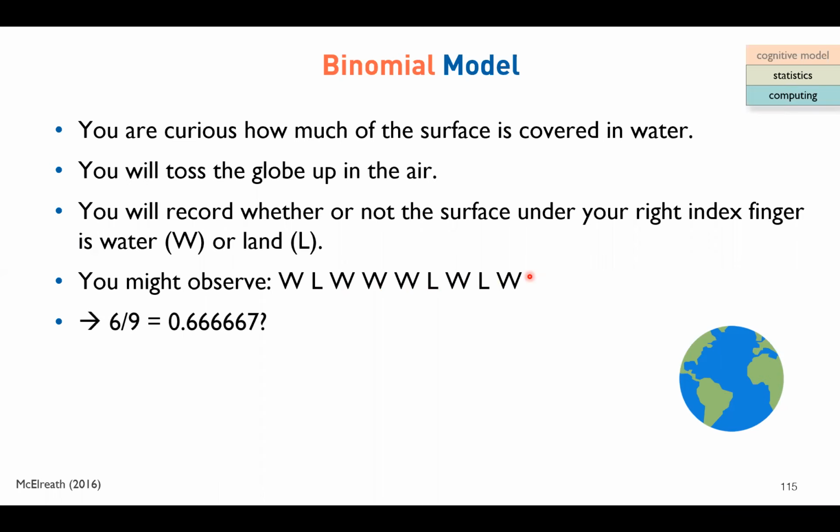Out of the 9 experiments, we have 3 times of land and 6 times of water. You could do some simple calculation. I did 9 experiments and observed 6 times of water. What is the proportion? What is the research question? The research question is the proportion of water covering the entire surface. We could do a simple division: 6 divided by 9, and we get 67%.